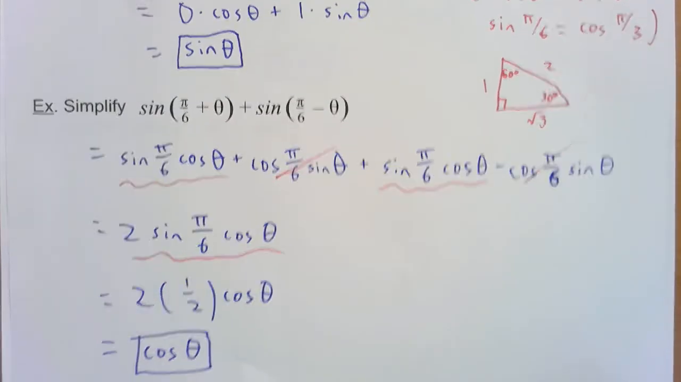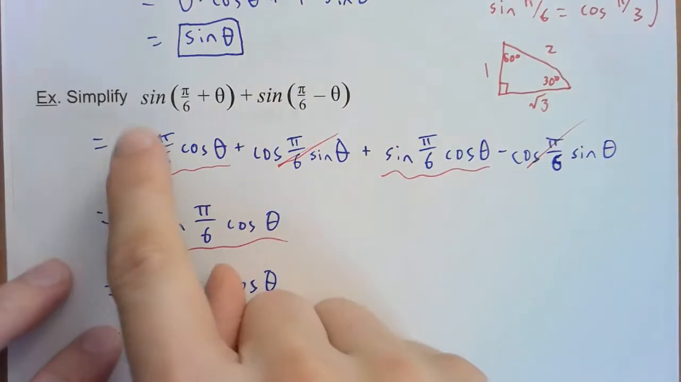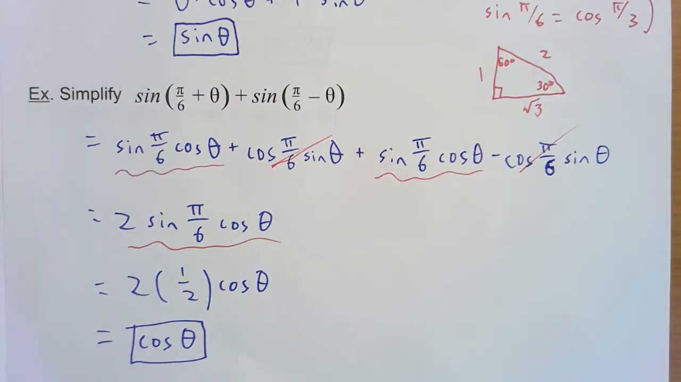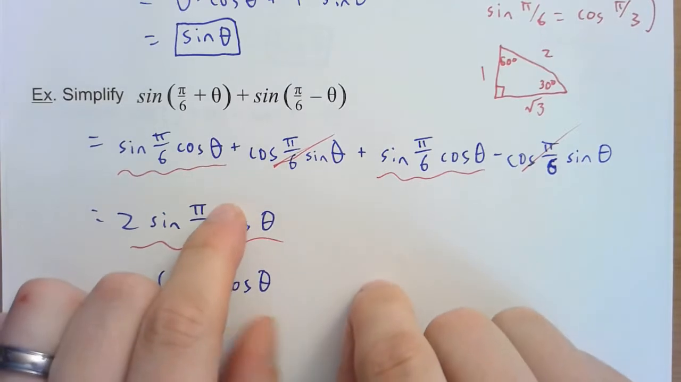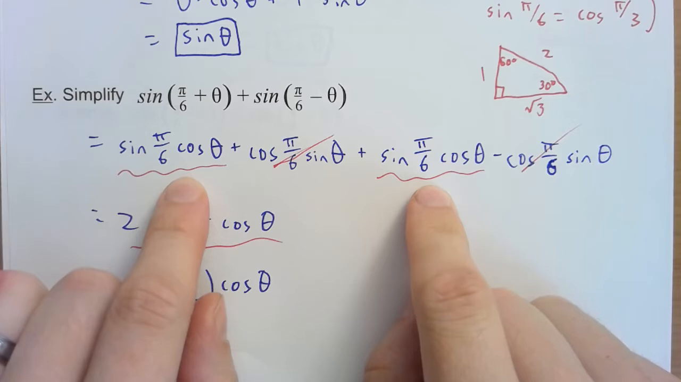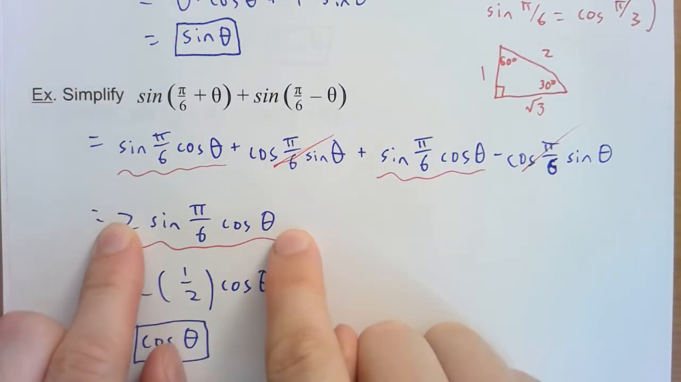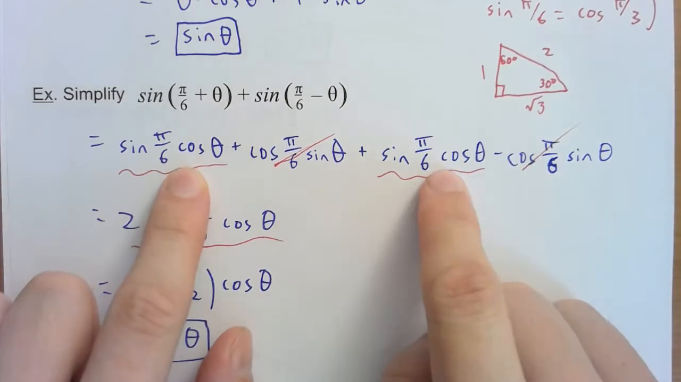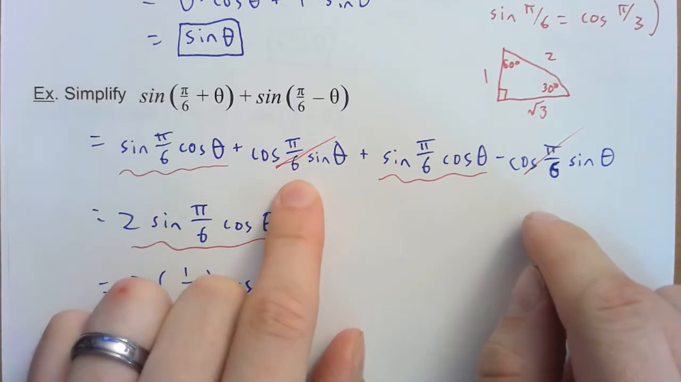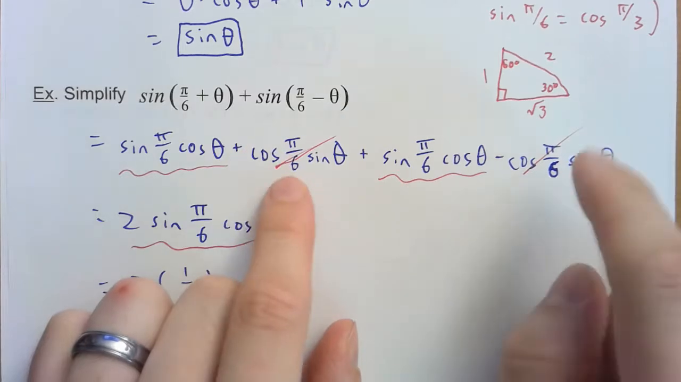Okay. So this one actually just equals cosine of theta. It simplifies quite a lot. When we write both of these out, we get a lot of things that look the same. Both of them have sine pi over 6 cosine theta. So if you've got two of something, you've got two of them. This is like x plus x equals 2x. And then over here, we've got cosine pi over 6 sine theta, and here we have minus cosine pi over 6 sine theta. So these actually cancel out.